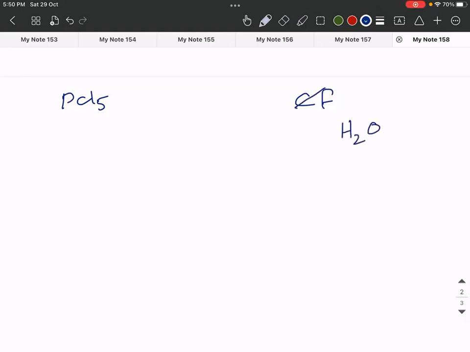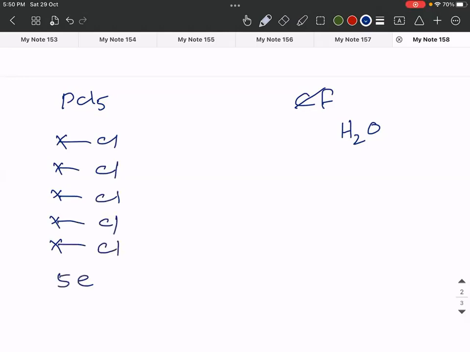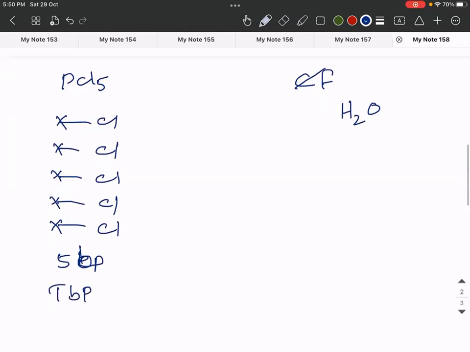First you tell me, which is the central atom here? What is the valence electron? It's coming under the nitrogen family, so how much? 5. 1, 2, 3, 4, 5. How many chlorine atoms are there? 5 chlorine atoms. So 5 bond pairs. All are bond pairs, no lone pair. 5 means what is the shape? Trigonal bipyramidal, with 5 electron pairs.